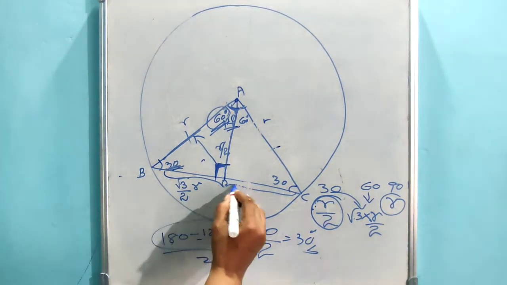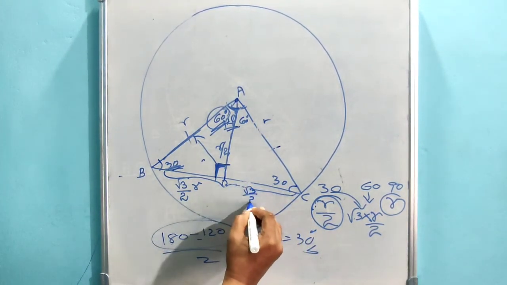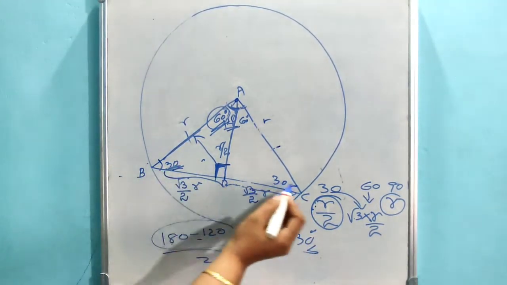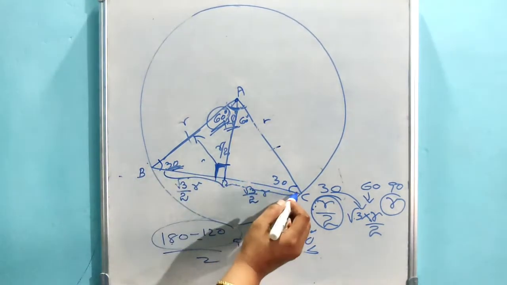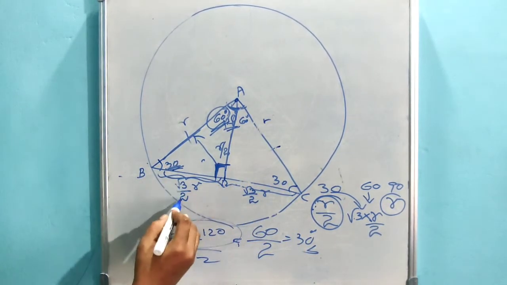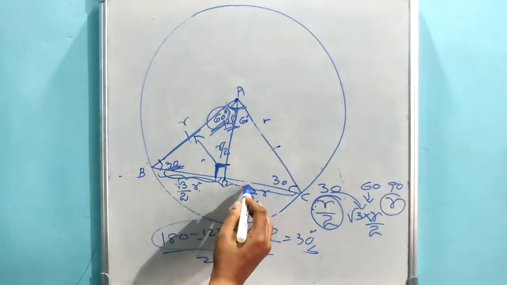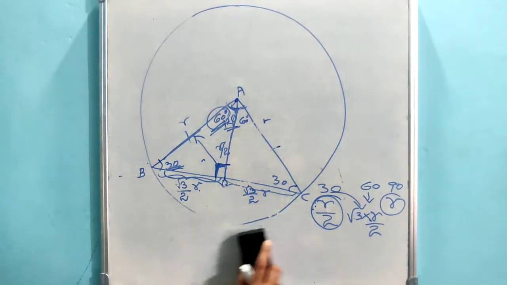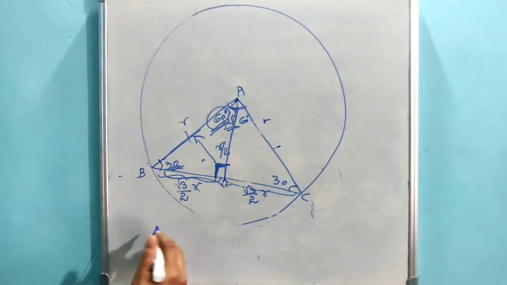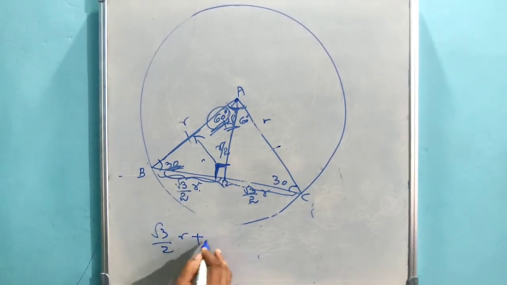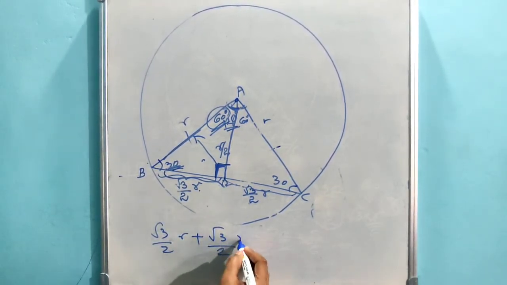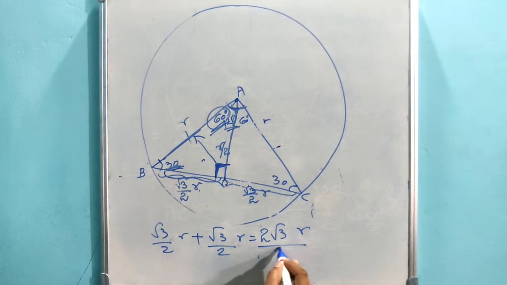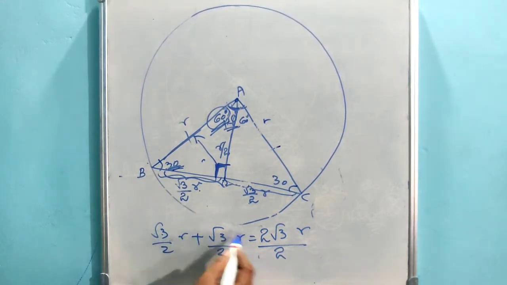Then what about this side? That is also equal to root 3 by 2 R. Then what will be the total length of this chord, or the side of the triangle? This part is equal to root 3 by 2 R and this part is also root 3 by 2 R. So the total length is root 3 by 2 R plus root 3 by 2 R, which is equal to 2 root 3 R by 2.